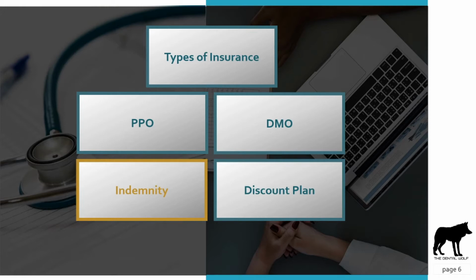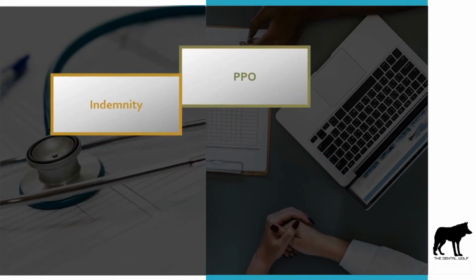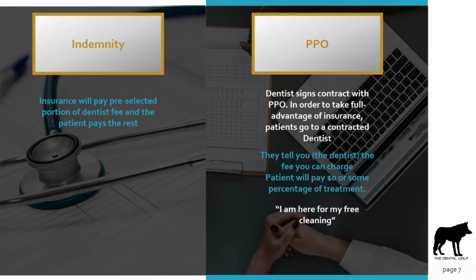So now let's compare indemnity with our most common type of insurance, which is PPO. In a PPO plan, a dentist will typically have to go and sign up with the insurance, and so they become in-network. And what a PPO plan will do is tell you, the dentist, what you can charge the patient. And typically the patient will pay 0 or a smaller percentage of treatment. So typically when a patient walks into an office and says something like, I'm here for my free cleaning, this is typically what we see as part of some PPO plan.